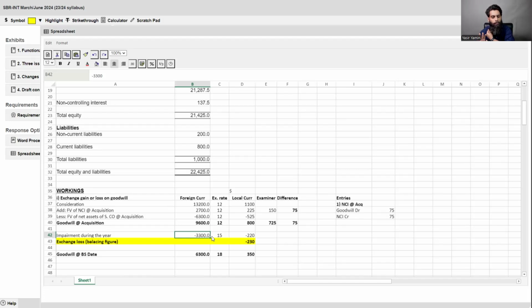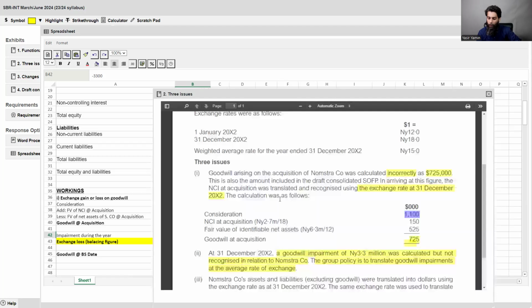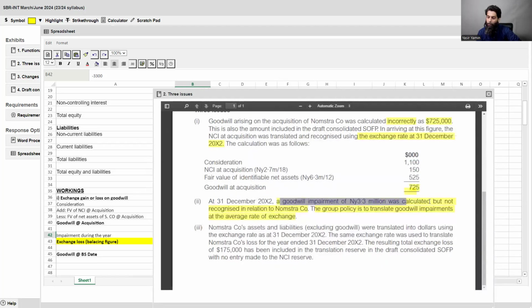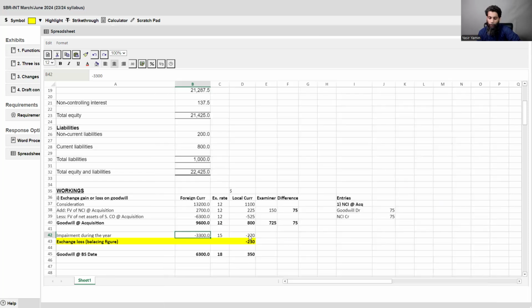Pretty clear. I can show this to you, just to be very clear. The examiner wrote: at 31st December 20x2, a goodwill impairment of 3.3 million was calculated, but was not recognized in relation to Norm Stra. If it was not recognized, then we need to recognize it. And if we need to recognize it, we need to make this impairment entry. How do I take impairment into account?